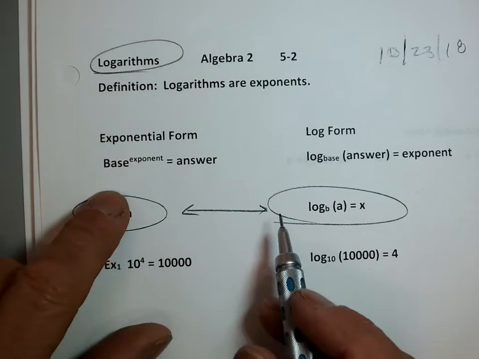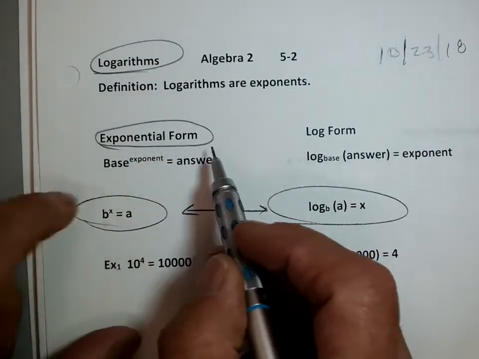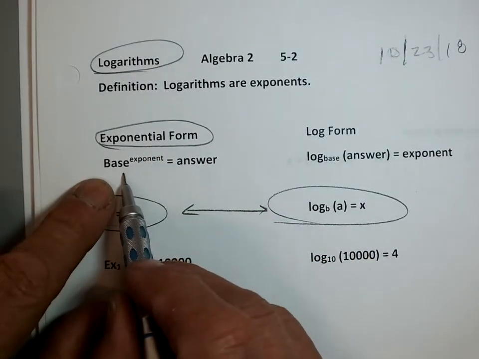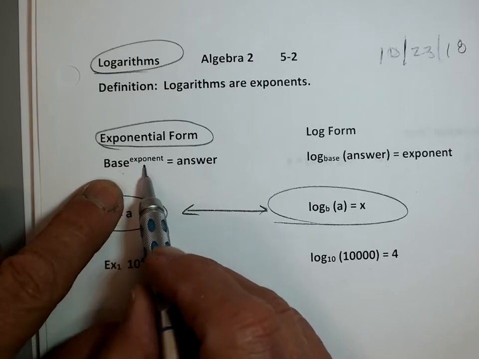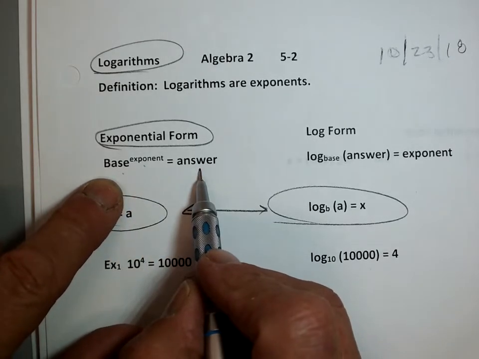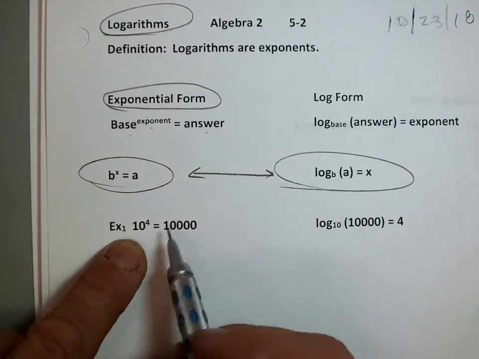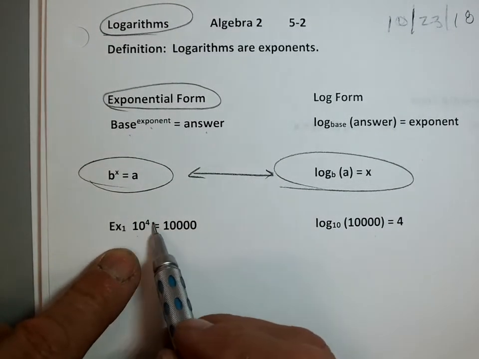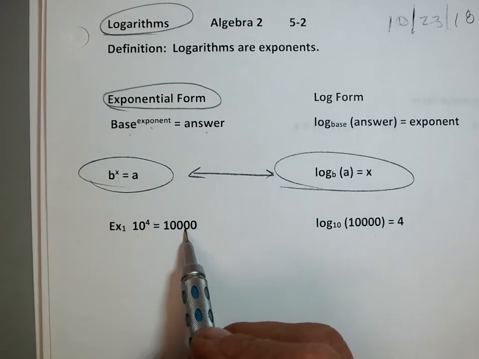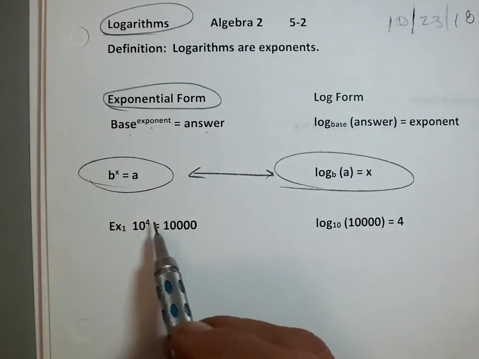So what happens is if you start with an exponential, because logarithms are exponents, right? If you have some number, some base to an exponent equals some answer, that's what we call exponential form. Like example 1, this is an exponential form. It's like 10 to the 4th equals 10,000. Okay, that's an exponential because it's 10 to the 4th.